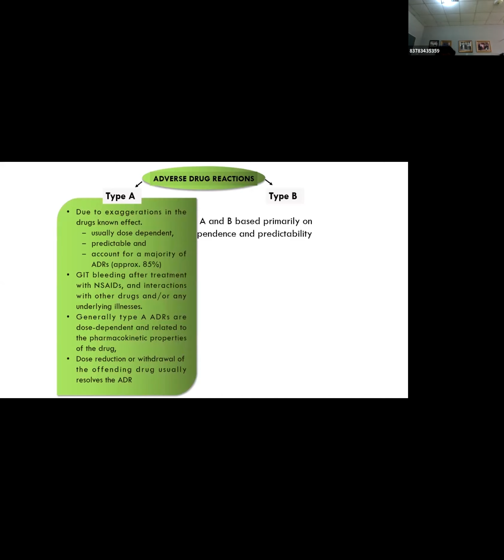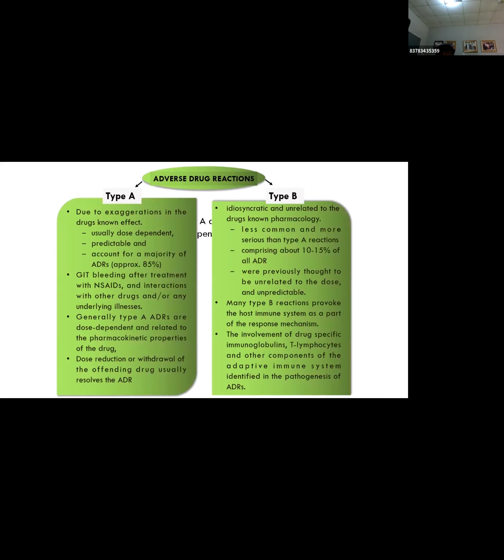So, they are dose dependent, predictable, and they make up a larger amount of available ADRs, adverse drug reactions, and they're related to the pharmacokinetic properties of the drug. Dose reduction or withdrawal of that particular drug would usually resolve the adverse drug reaction.